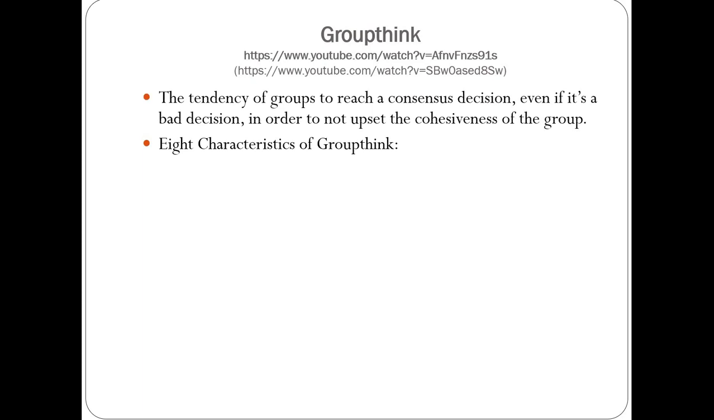Groupthink is not just thinking the same thing as the group or conforming to the group. Okay, groupthink is the tendency of groups to reach a consensus decision, even if it's a bad decision, in order to not upset the cohesiveness of the group. Okay, so for something to be groupthink, a decision has to be made. And the group goes along with the decision. People in the group go along with the decision because they don't want to upset the cohesiveness of the group. Here's eight characteristics of groupthink.